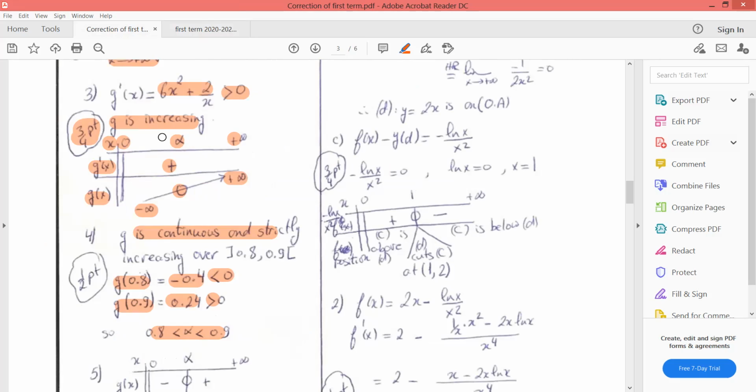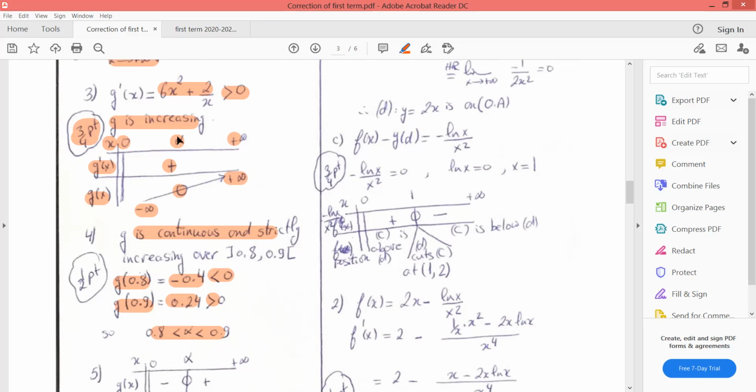Between 0 and alpha, g is increasing from minus infinity to 0, means g is negative. So between 0 and alpha, g is negative. From alpha to plus infinity, g is increasing from 0 to plus infinity. So since g is increasing from 0 to plus infinity, then g takes positive values.